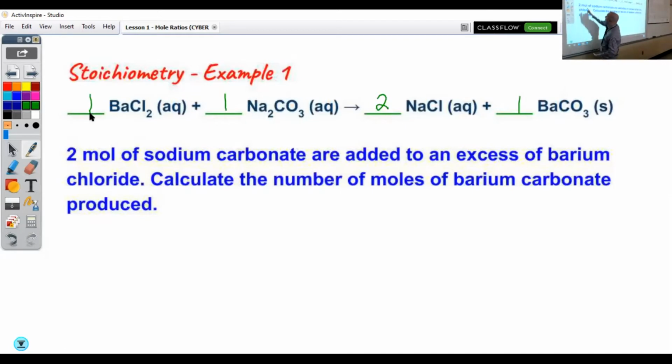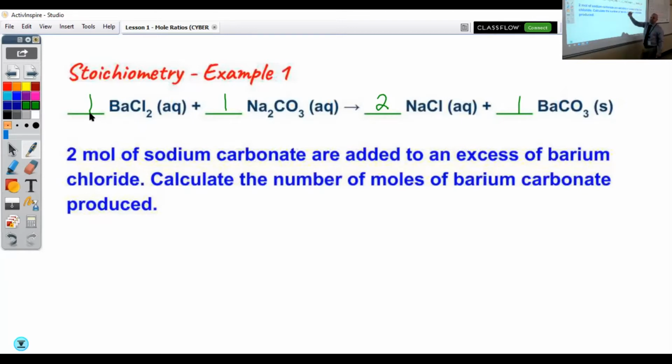Now let's double check. 1 barium, 1 barium. We have 2 chlorides, 1 times 2. We have 2 chlorides here, 2 times 1. We have 2 sodiums, we have 2 sodiums. And because carbonate appears the same way on both sides, we can treat that as one thing. We have 1 carbonate over here because there are no parentheses. We have 1 carbonate over here as well.